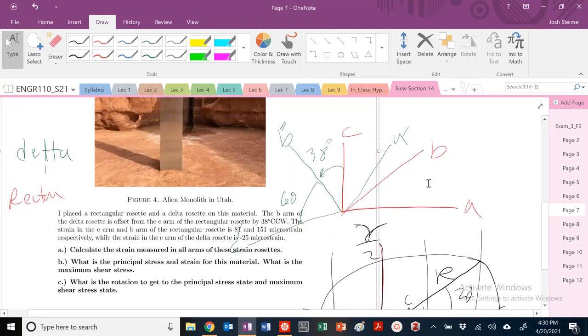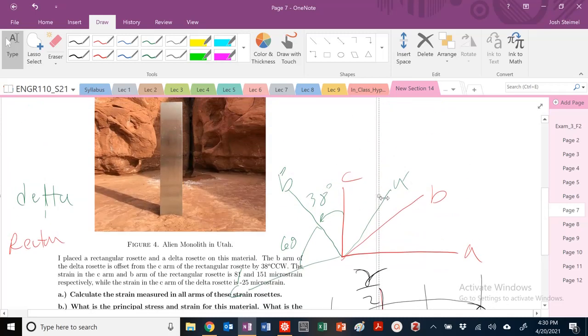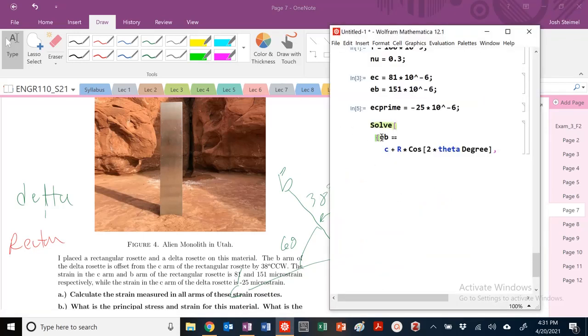So B is my reference. Now to get to 81, because that's in my C arm of my rectangular, the angle between B and C, I need to rotate essentially from here to here. So from B to C, that's 45 degrees counterclockwise. So E sub C is going to be C plus R cosine of 2 theta plus 90.